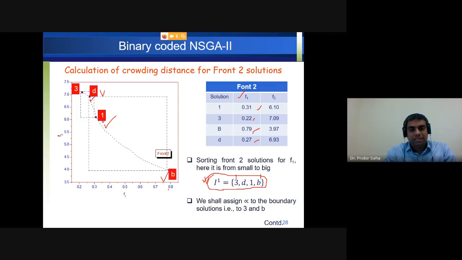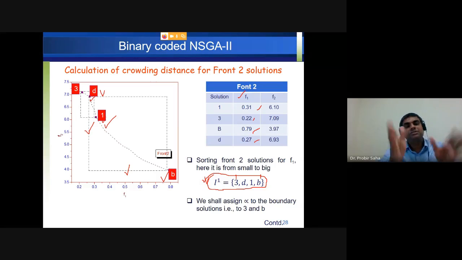Now, what is the average perimeter? If I know F1 for B minus F1 for D, this is one, and then I will do F2 for D minus F2 for B. That means it will give this length and this length. So crowding distance will simply be doing this. I have written such a big equation, but it actually is doing this. So it will calculate the average perimeter of the cuboid which you draw, considering 2 neighboring points for the point for which you want to find out the crowding distance.